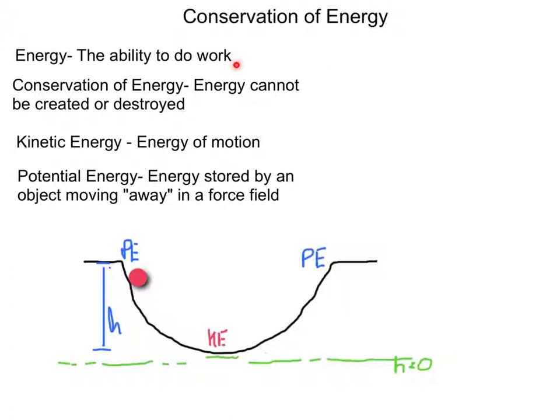Now, conservation of energy. Energy cannot be created or destroyed. In other words, it's only transferred. It goes from one location to another location. Energy doesn't magically occur or magically disappear. It only is transferred from one type of energy to another type of energy, or from one object to another object.